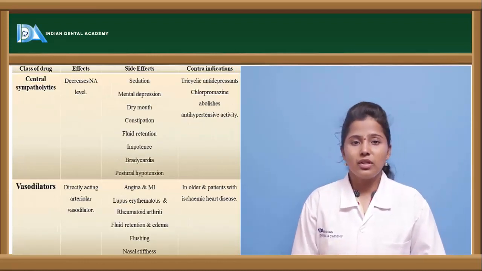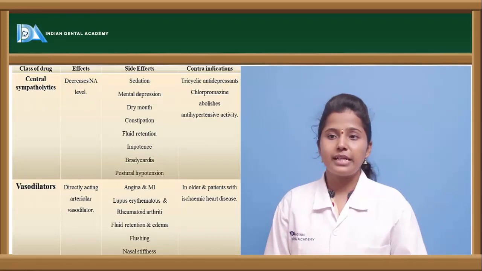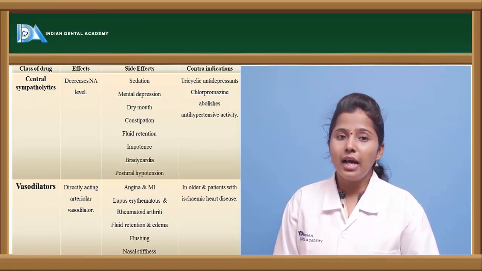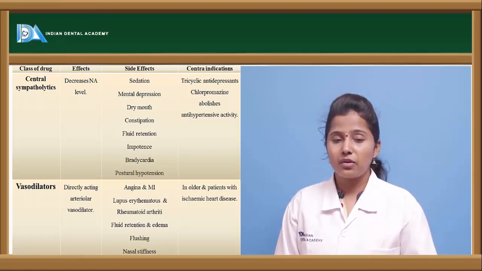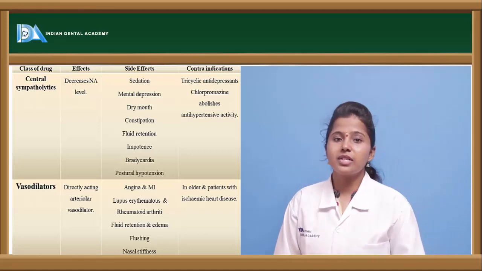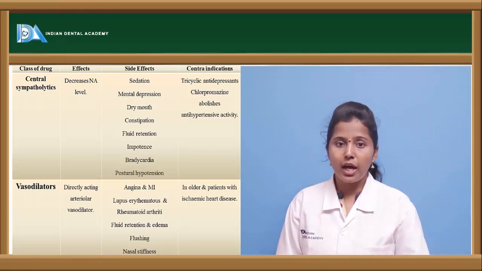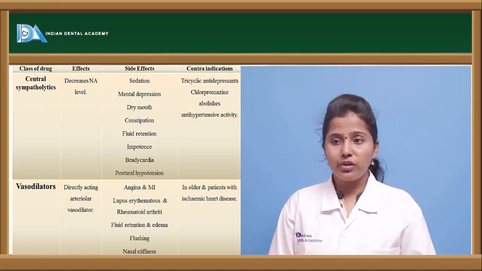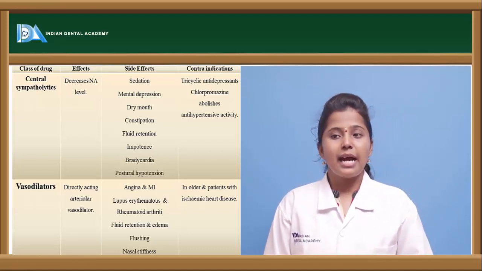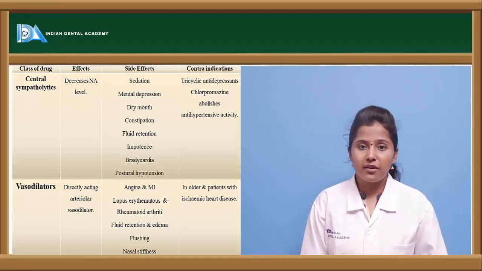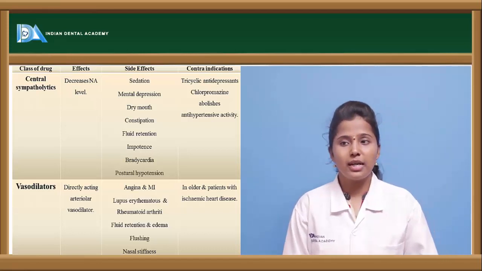Central sympatholytics. These show effects of decreased noradrenaline level. If central sympatholytics are given, there will be decreased noradrenaline levels. Side effects include common ones like sedation, mental depression, dry mouth, constipation, fluid retention, impotence, bradycardia or postural hypotension. These are a few of the side effects of central sympatholytics.